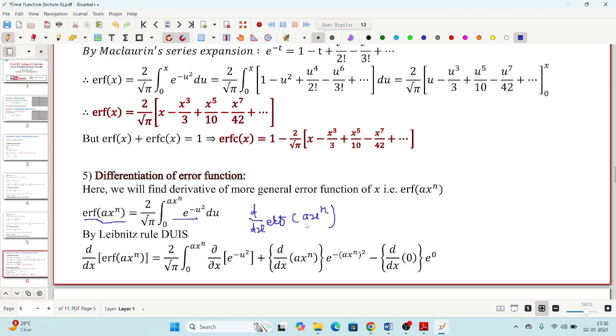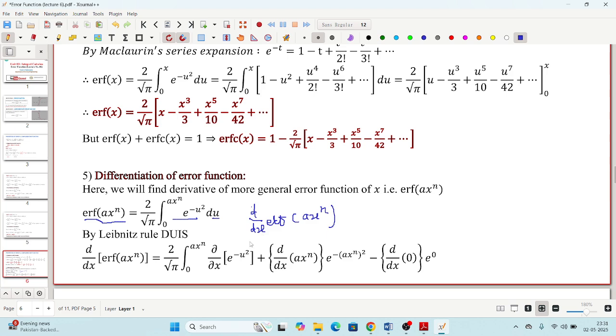whenever the limits are functions of a parameter. If you see this integration, the variable is u. We are integrating with respect to u. Now, x appears in the limits and you are differentiating with respect to x. So x is not a constant term, x is a variable, but the variable u is also there. That's why x is treated as a parameter. Now we are differentiating with respect to the parameter. So therefore here we are applying rule number 2.